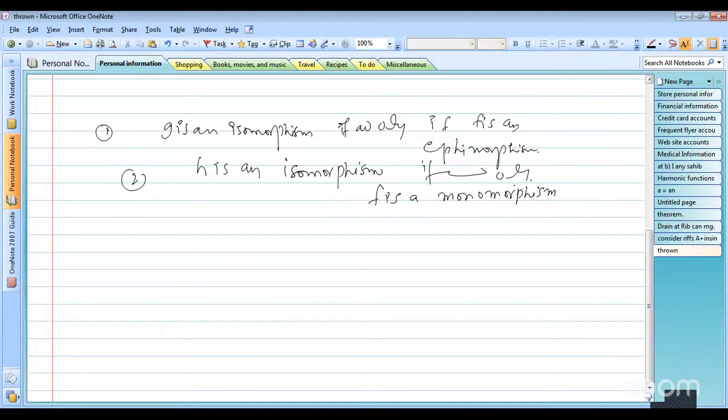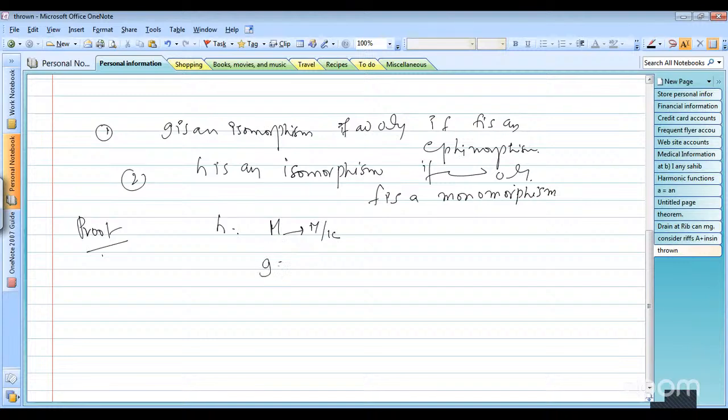F is an isomorphism if and only if f is a monomorphism. So therefore we take the proof here. Clearly we are taking the homomorphism h: M → M/K, which is an epimorphism.